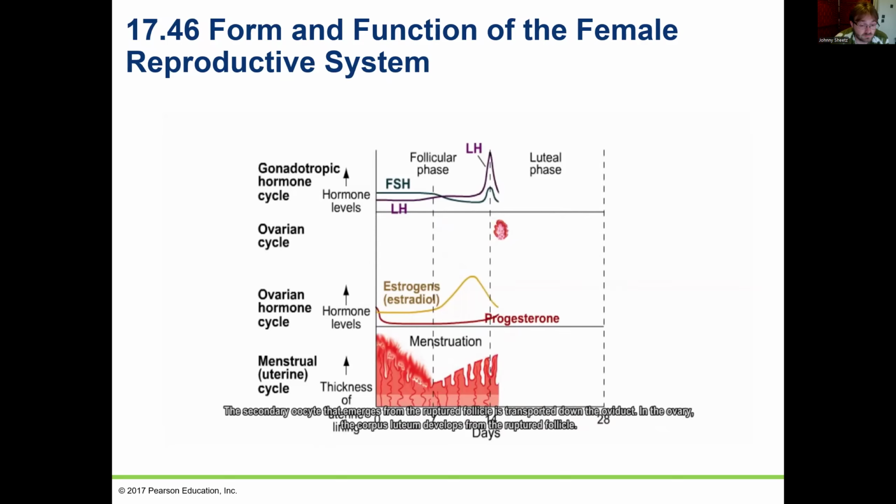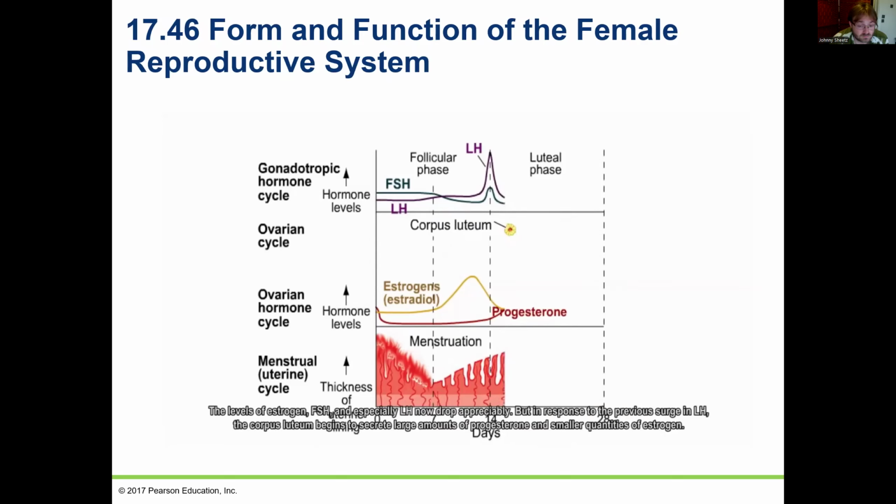In the ovary, the corpus luteum develops from the ruptured follicle. The levels of estrogen, FSH, and especially LH now drop appreciably, but in response to the previous surge in LH, the corpus luteum begins to secrete large amounts of progesterone and smaller quantities of estrogen. In combination, these hormones suppress the secretion of FSH and LH from the pituitary gland through feedback inhibition. With FSH levels so low, no additional follicles can mature during this part of the menstrual cycle.